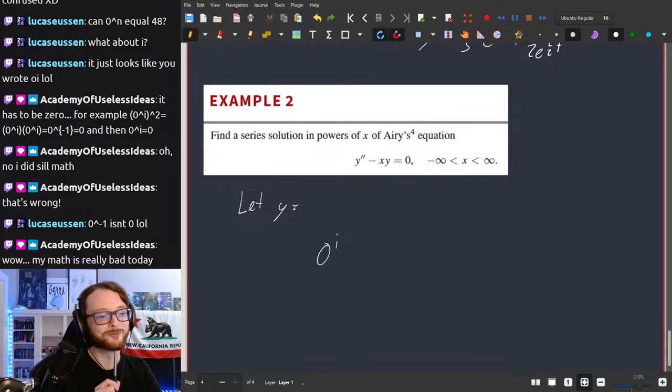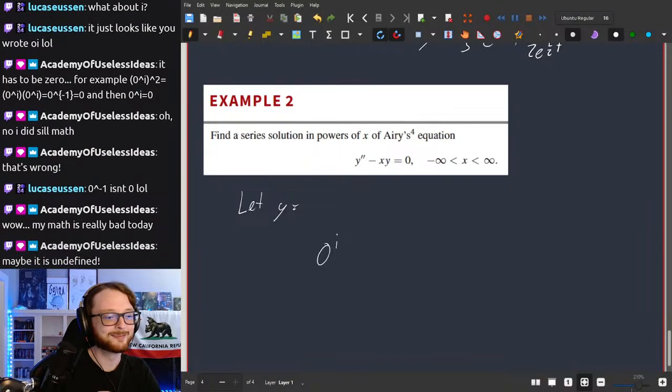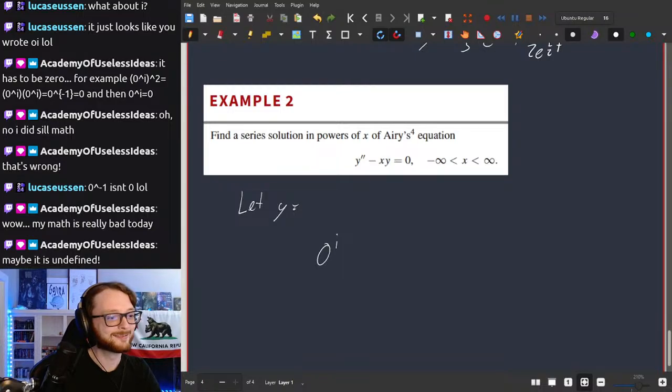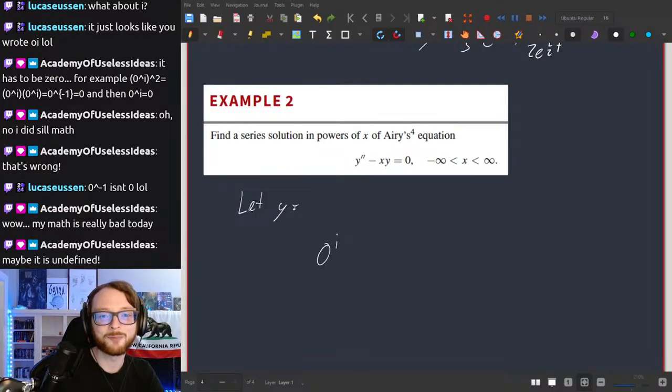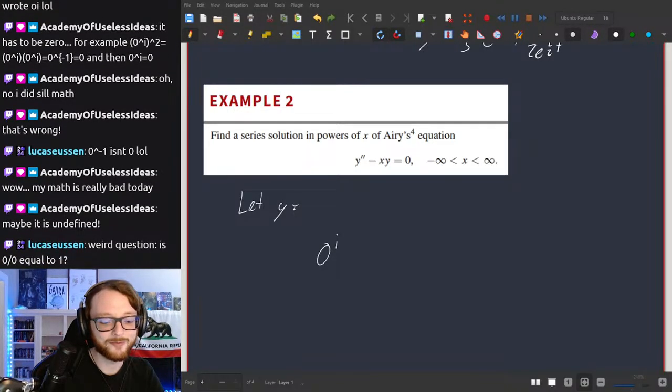I feel the same, Slim. For some reason my brain just feels very slow today. Yeah, I've got to imagine it's either 0 or undefined, but I'm leaning towards undefined because what do you do with that? I wonder if someone has asked this.